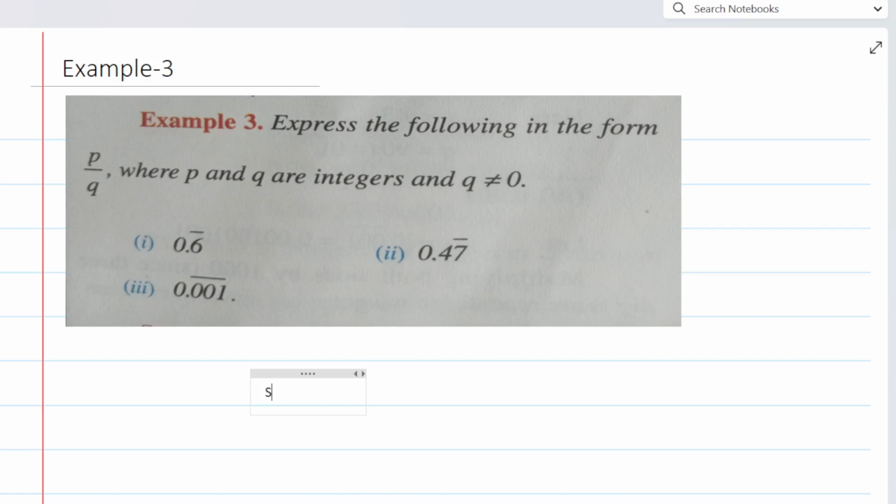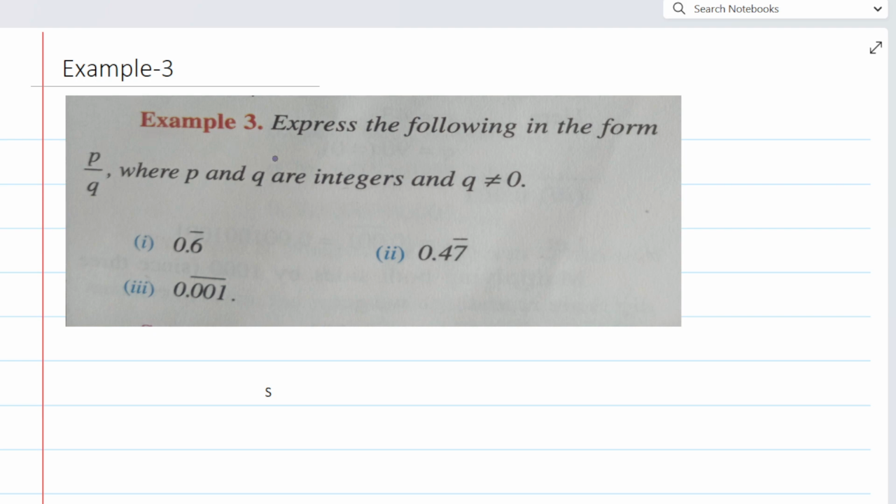Hello students, welcome back. We are doing chapter 1, Number System, and we have done exercises 1.1 and 1.2 already. Now at present we are doing exercise 1.3, and in the last videos I have shown you example number 1 and example number 2. So today we'll do example 3 and the question is this one.